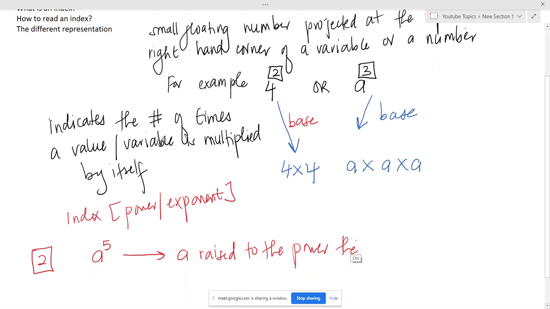All right, to the power of 5. Sorry about that. A raised to the power of 5.